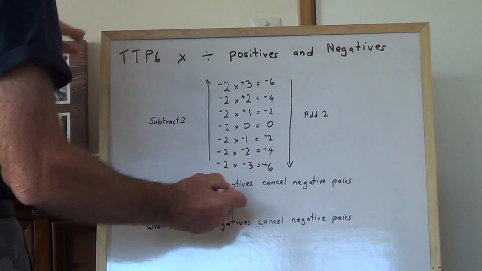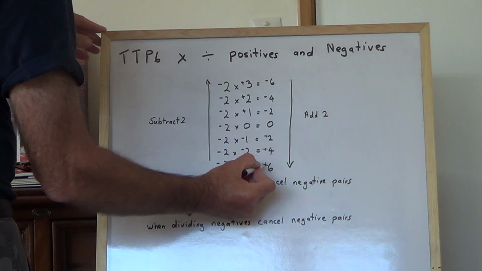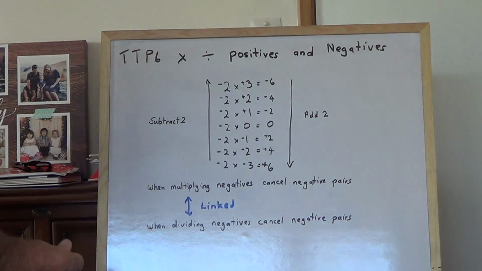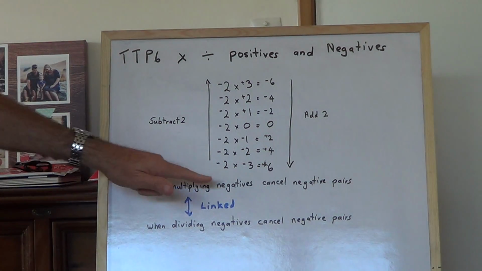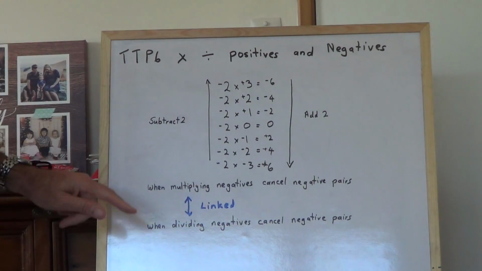And what you can think about is that one negative goes that way, and the other negative goes the other way, and they form a positive. So when we're multiplying negatives, we cancel negatives in pairs. We cancel out the negative pairs.